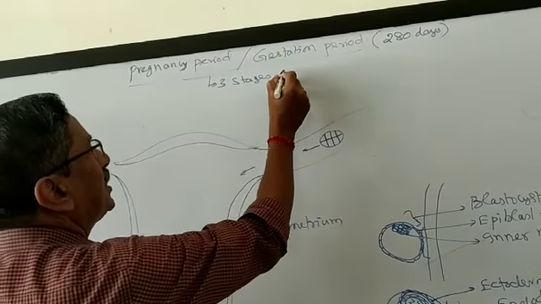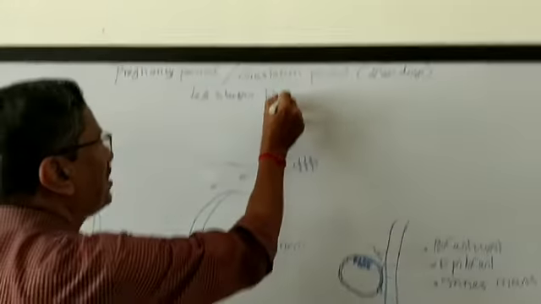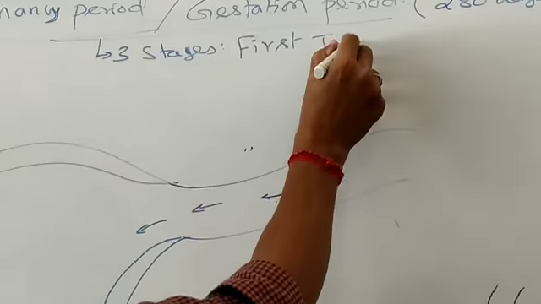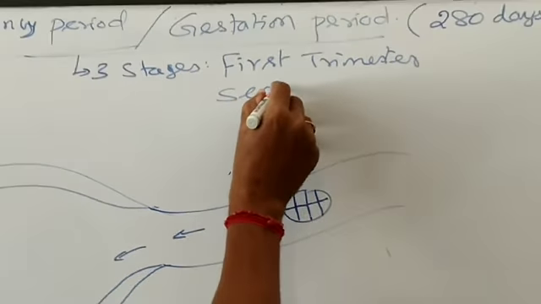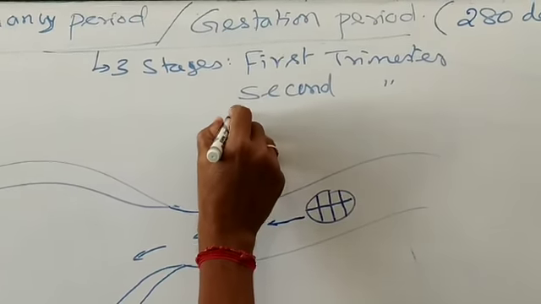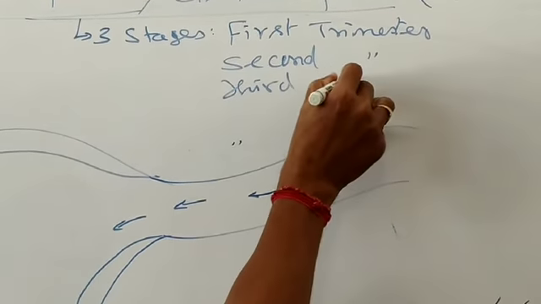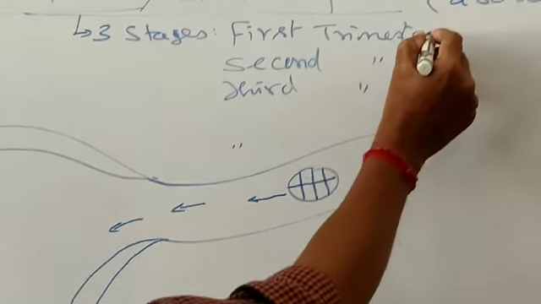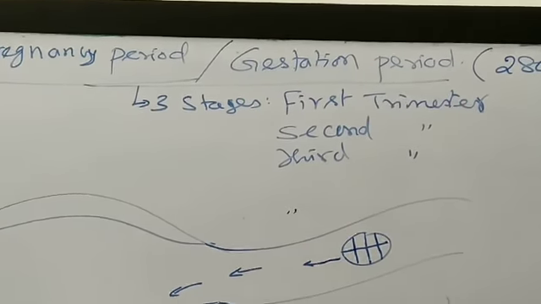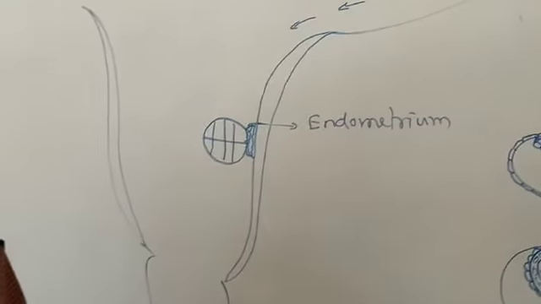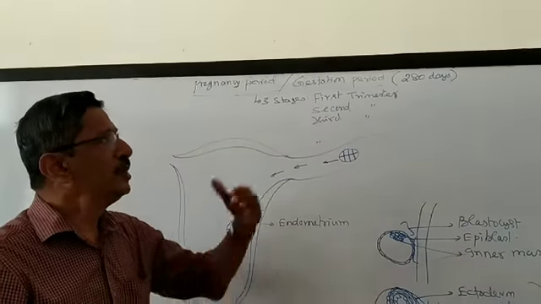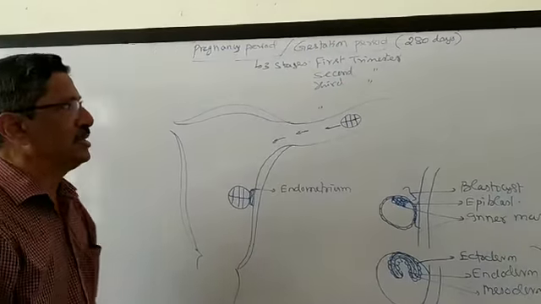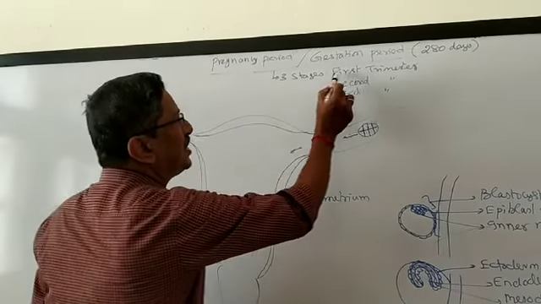The first one is the first trimester. The second one is called the second trimester. Third trimester. So 3 trimesters will be there. Trimester means 3 months. So 9 months they will say, and in the 10th month the delivery will take place. So what is the first trimester?